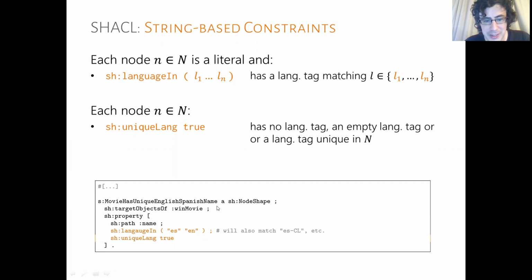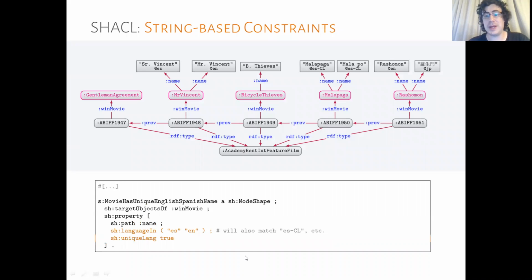Movie has unique English-Spanish name, a very creative node shape name. So we're going to target the objects of win movie, and we're going to say that there's a property shape on the path name, and we want that the language is in, there's a small typo here, this should be language, sorry, one of the languages, either Spanish or English. So it will also match, for example, Chilean Spanish. And we'll also add the restriction of unique language. Okay, so we can't have two names with the same language tag.